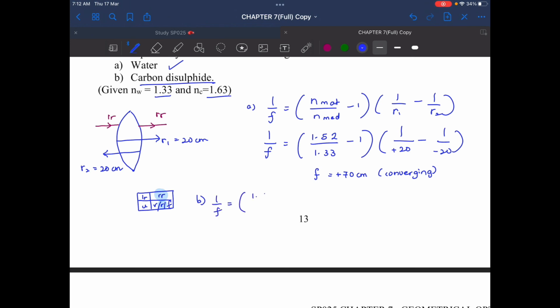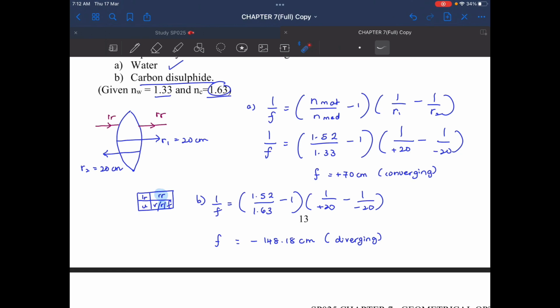Okay, so let's see if we put it in carbon disulfide. Okay, we just put everything, nombor dia sama kecuali the medium would now be carbon disulfide lah. Okay, but the number semua sama. Dia tukar medium je. And I think you get your focal length to be negative 148.18 centimeter. So it's negative, so dia cakap dia punya properties adalah diverging lah. So bila dia diverging, dia hanya boleh hasilkan satu image saja. That's why focal length ni daripada positif yang negatif itu, dia bagi tahu kita sifat dia apa, image apa yang dia boleh hasilkan.